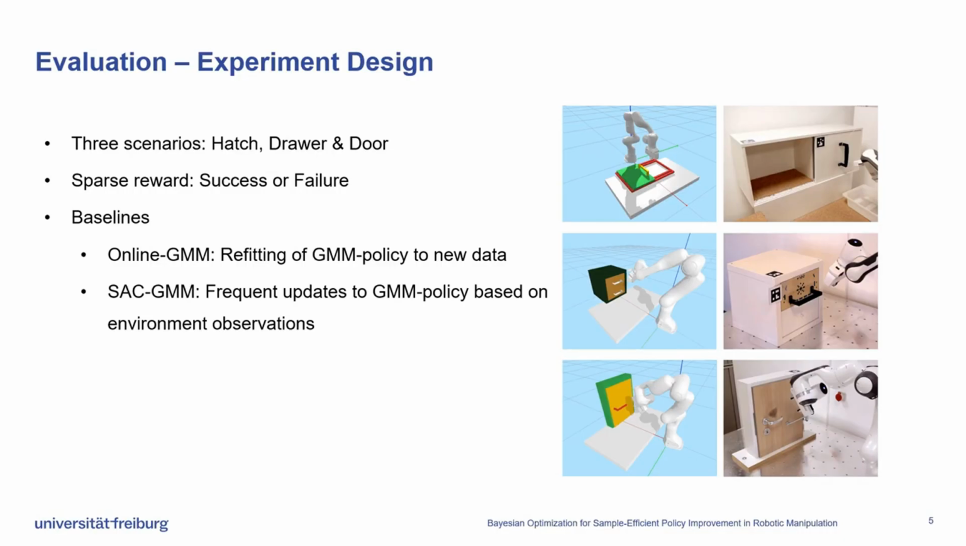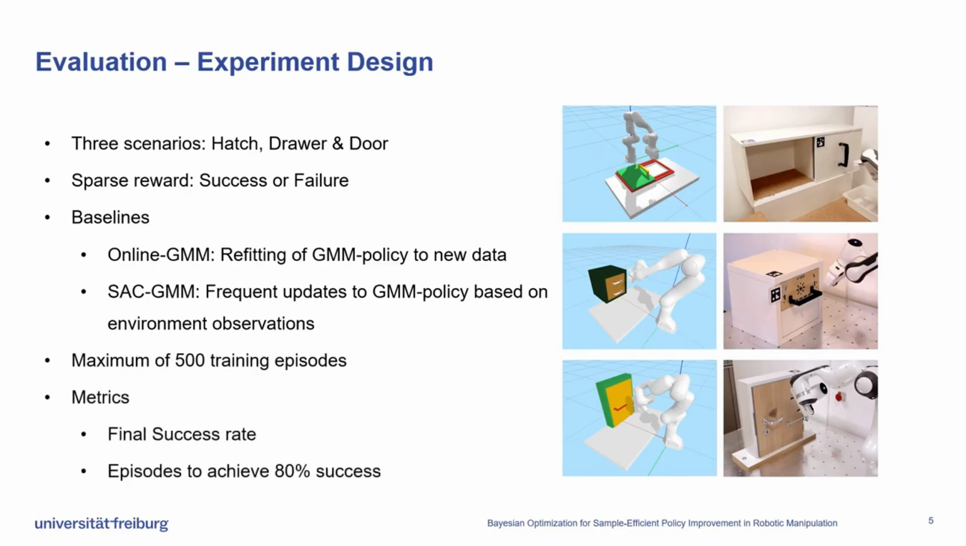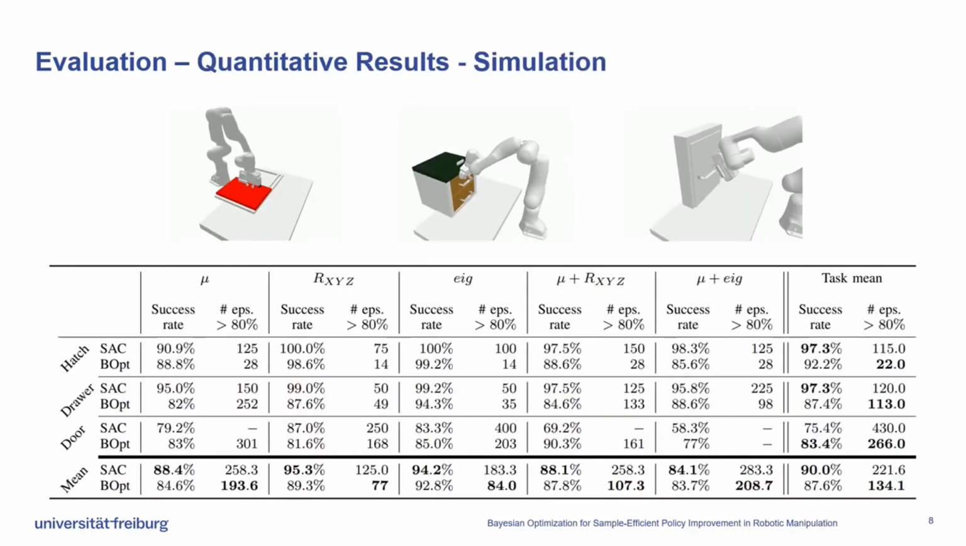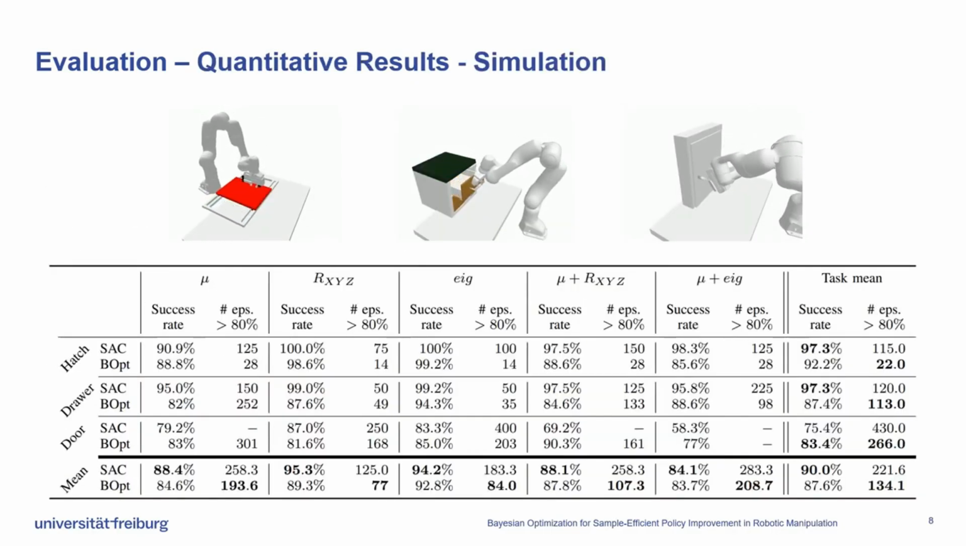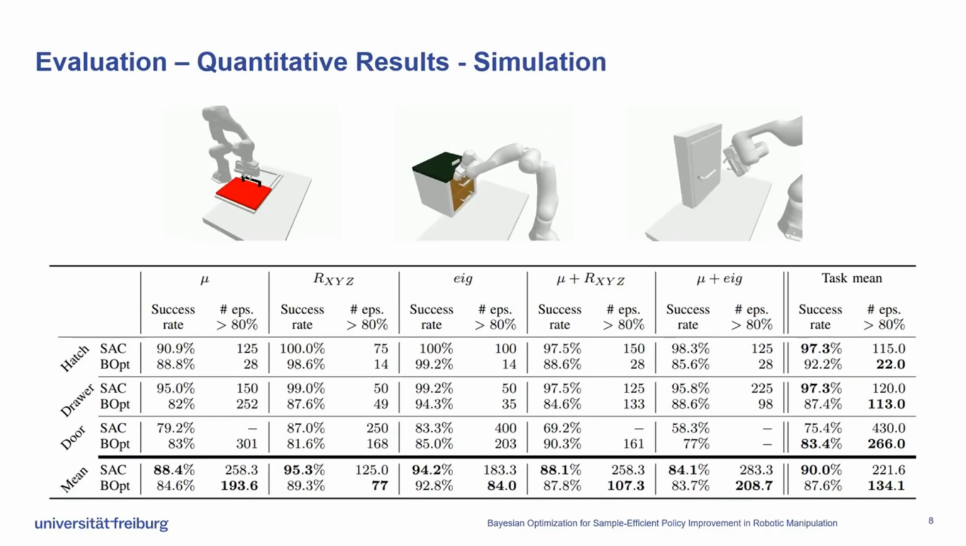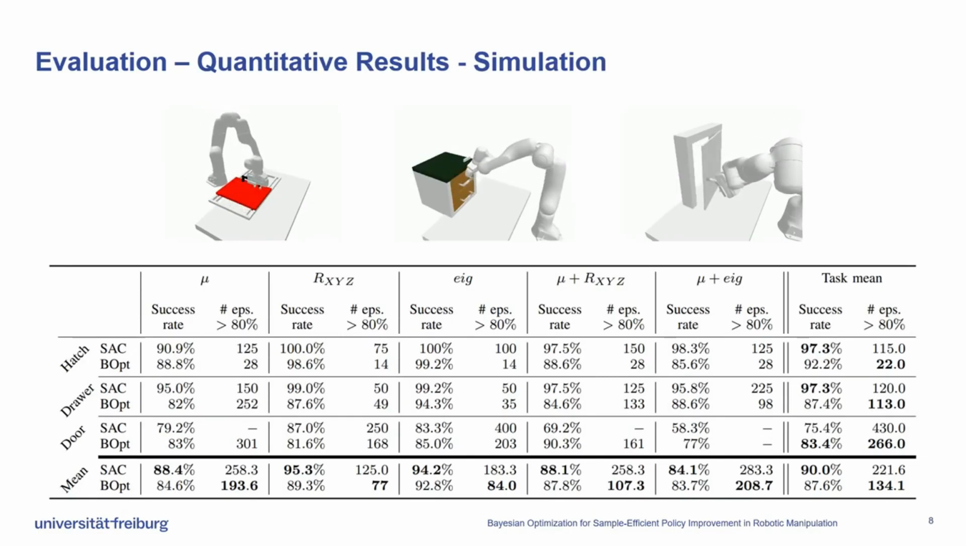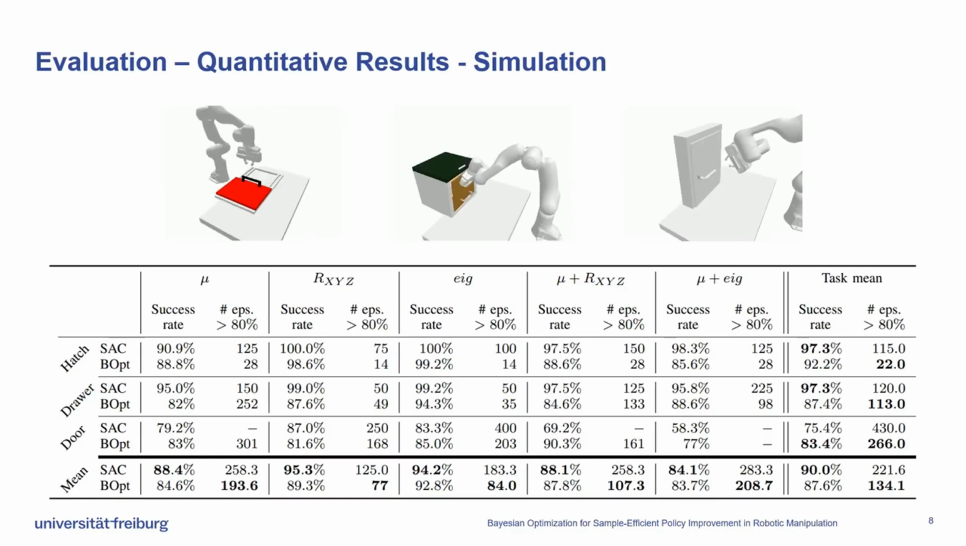We run all approaches for a maximum of 500 episodes, and track the final model's success and the number of episodes needed to achieve 80% success. We fit the initial GMM policy to 10 teleoperated demonstrations for the tasks. In our simulated experiments, we find that BOP-GMM achieves 80% success 40% earlier than SAC-GMM. SAC-GMM, on the other hand, achieves higher overall performance.